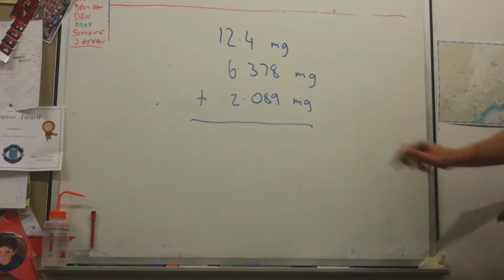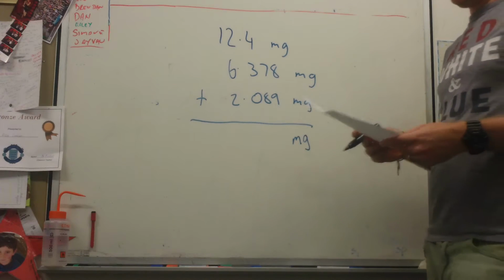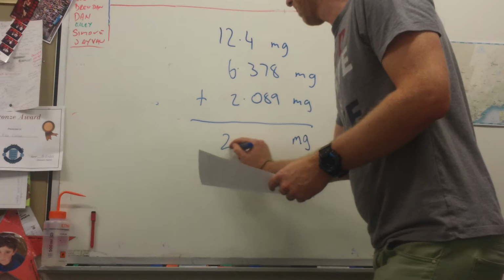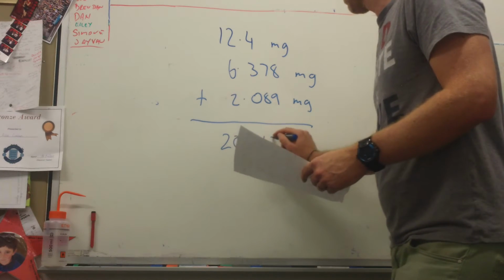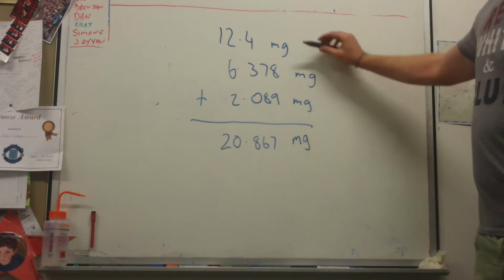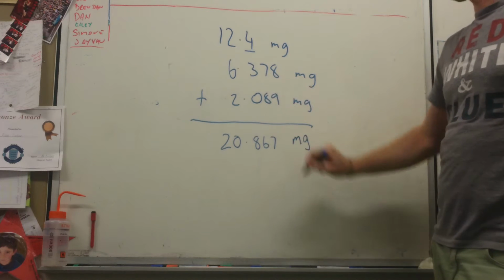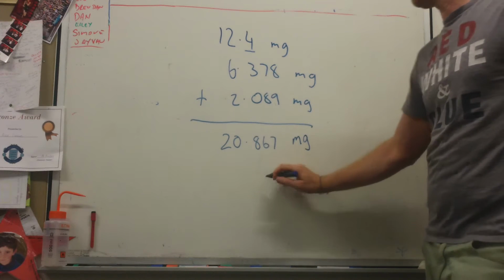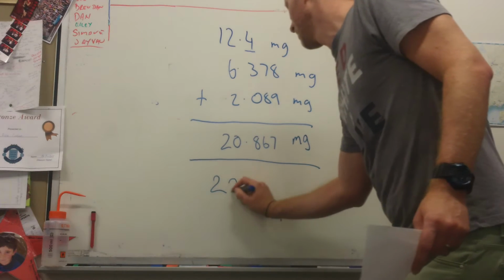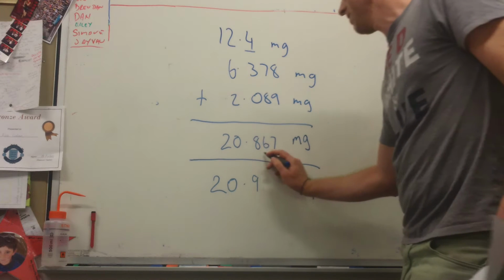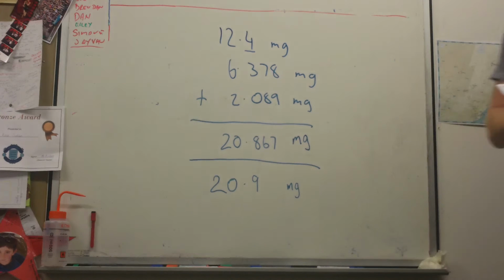Our units here are going to be in milligrams because it's an addition. If we solve for this, we get 20.867. It's an addition, so we go to the lowest number of decimal places, which are 1, 3 and 3. So the answer needs to have one decimal place. So our answer is 20.9, rounding up.